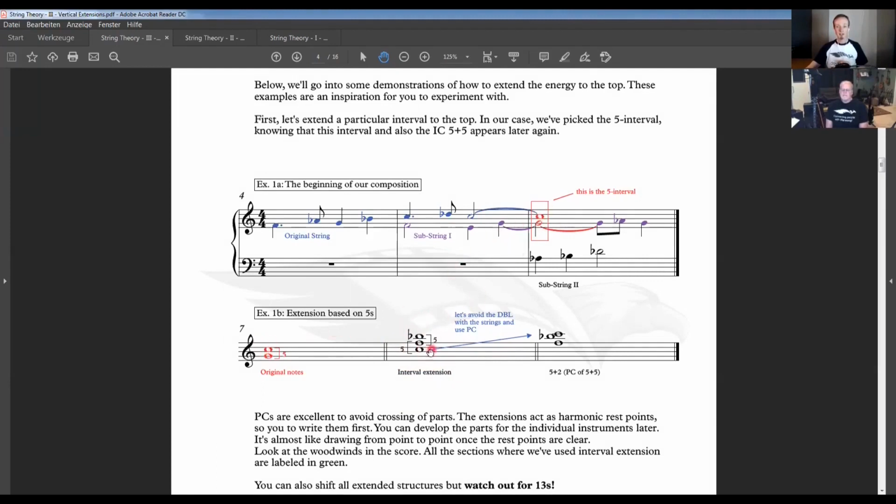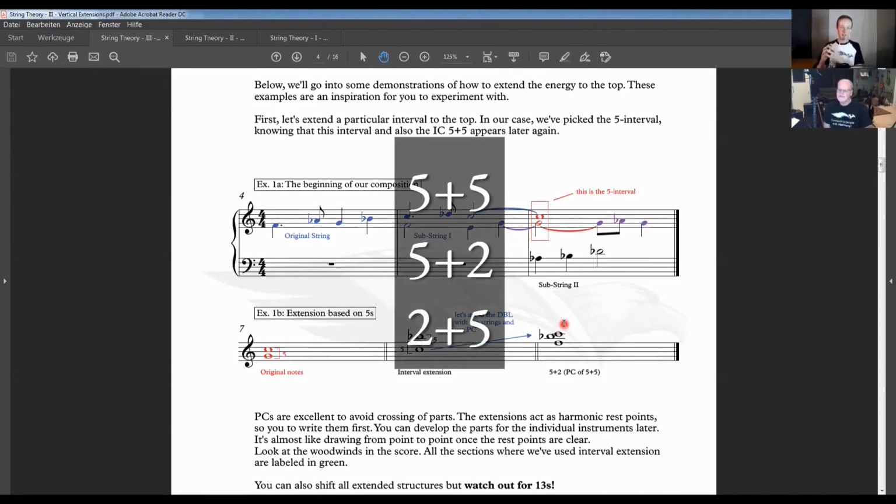So in case you want to get rid of this doubled note, you can always go to a position change. And that's exactly what I did right here. I just put the C an octave up and then you have a 5 plus 2. So what you want to remember is the formulas for your 5+5 and the position changes. It always goes 5+5, 5+2, 2+5.